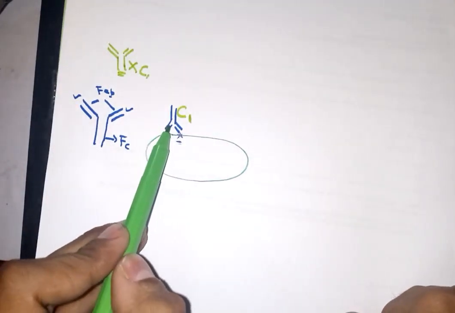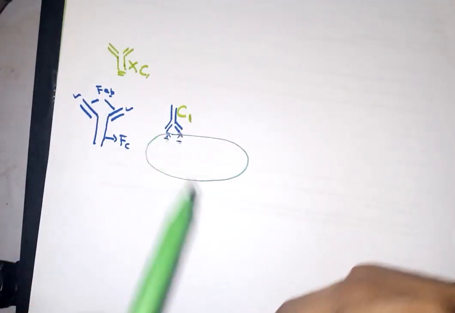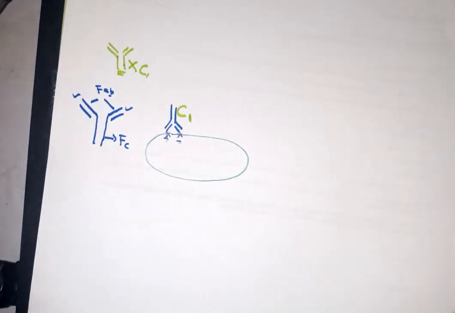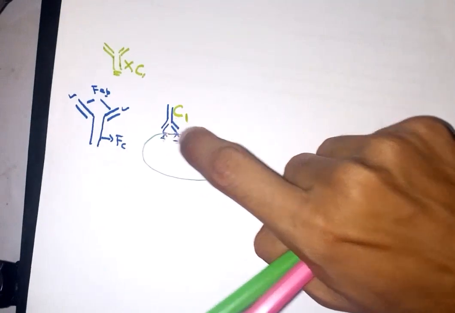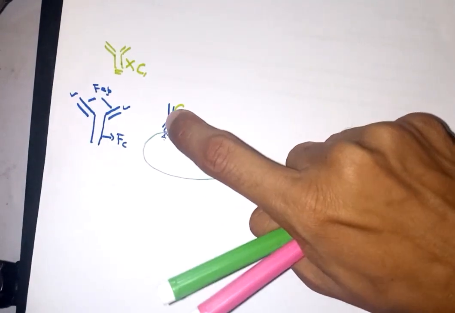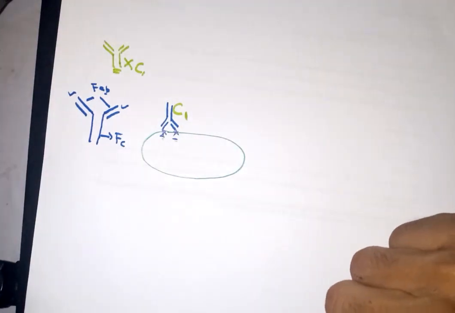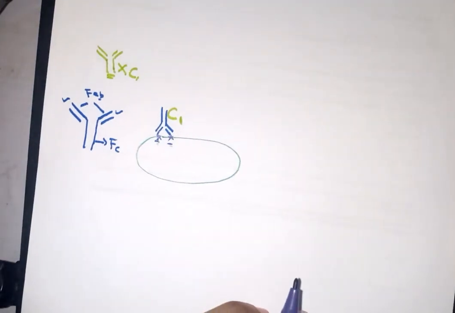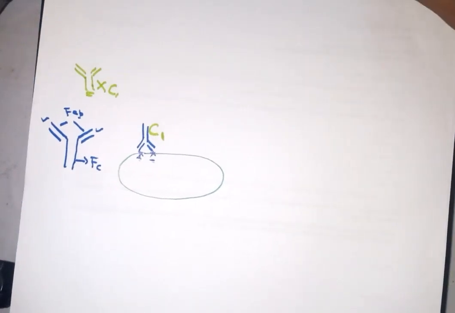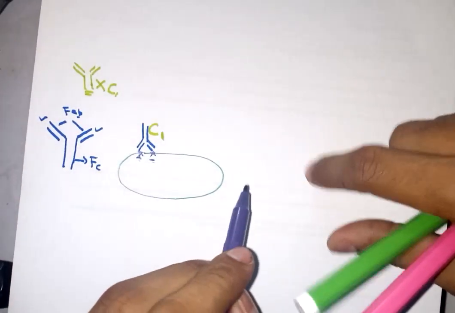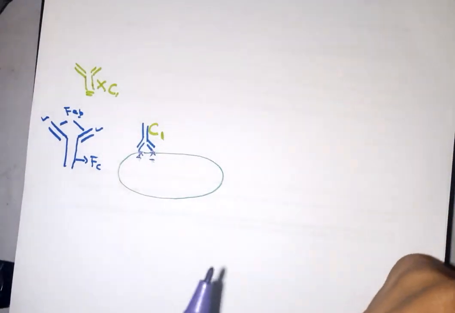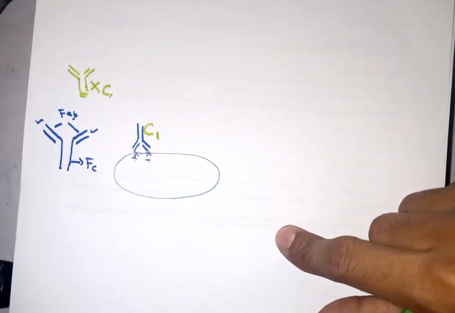But right after the interaction of antigen and antibody, there will be a conformational change in the Fc portion, and now the Fc portion will be able to attach C1 along with it. Now, after the attachment of the C1 complement protein with the Fc portion, this C1 protein will get activated, and its protease activity will get activated. Now, this C1 protein will be able to cleave, to break down two other complement proteins.